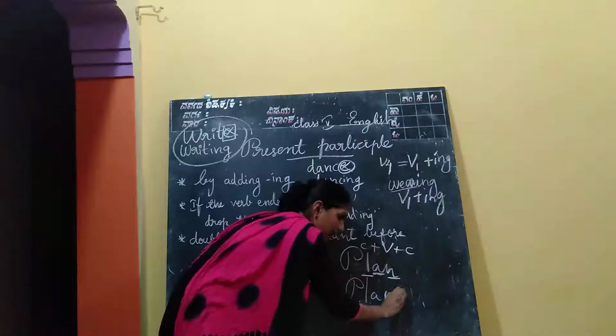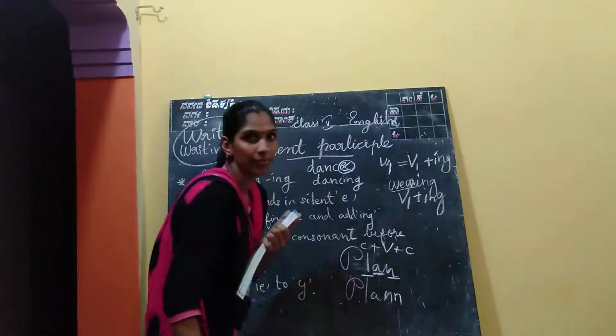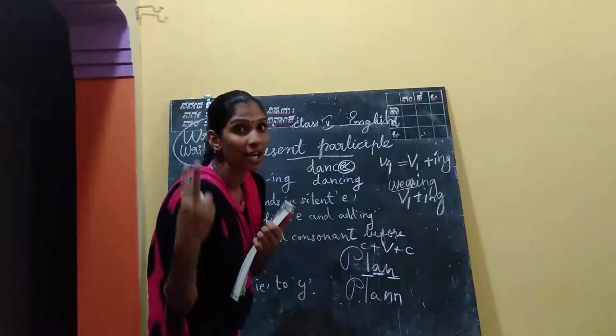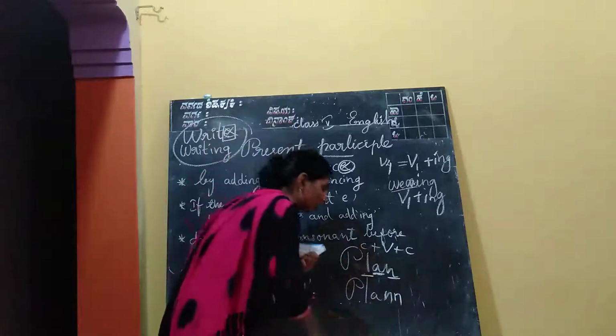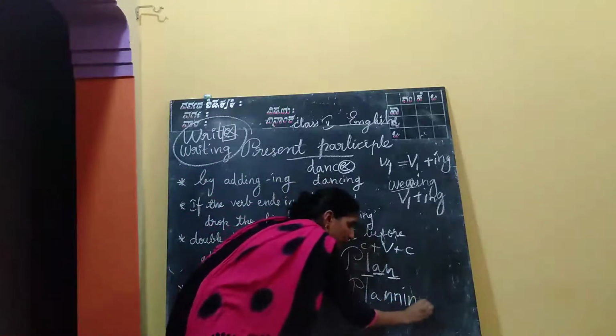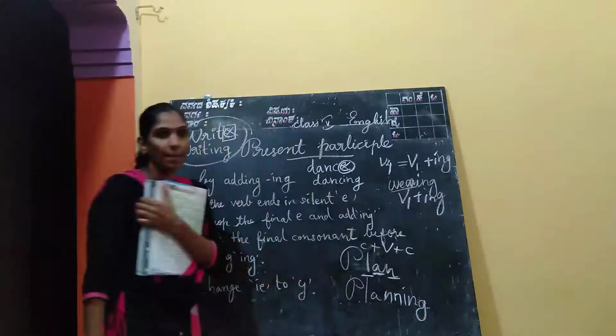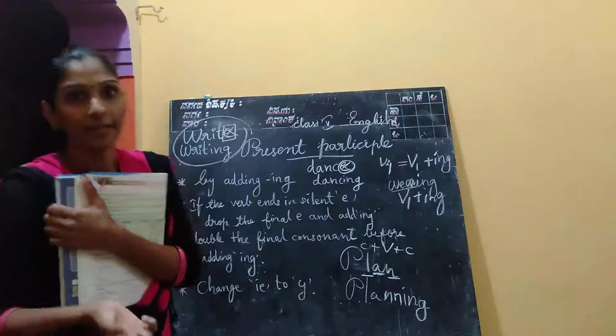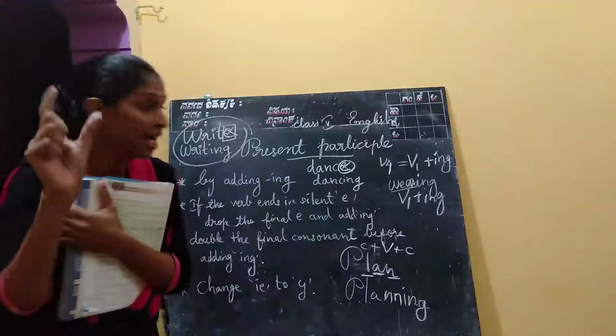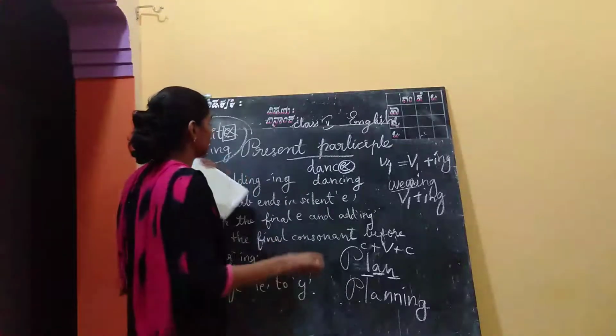P-L-A-N. Again we have to write one more N. We have to double the final consonant, the last consonant, and then add ing. Plan, planning. Run, running. One more example I can say.